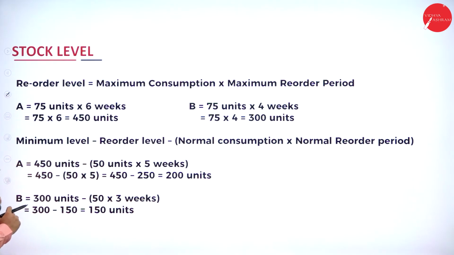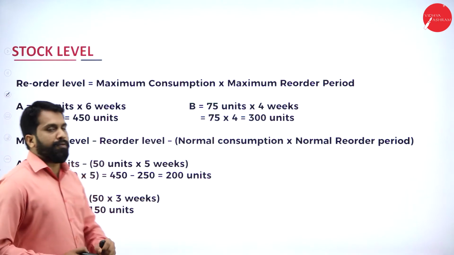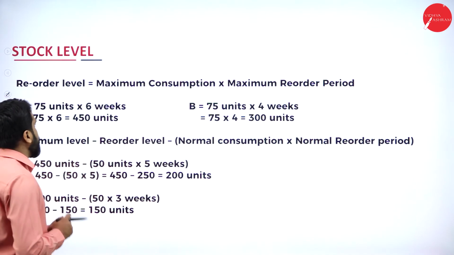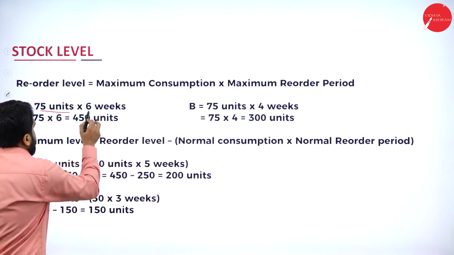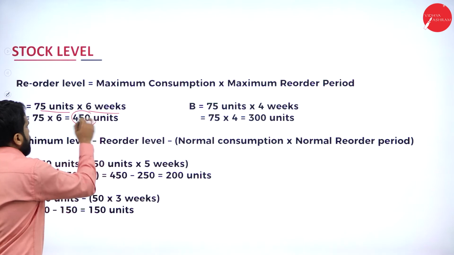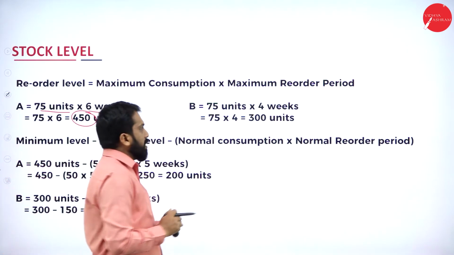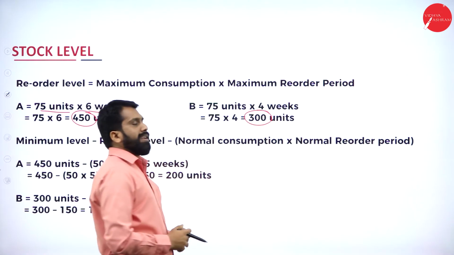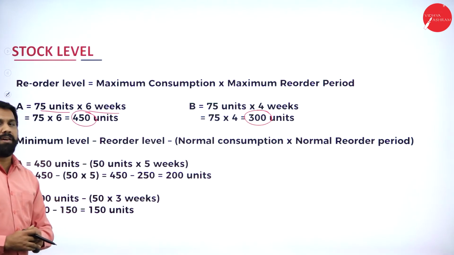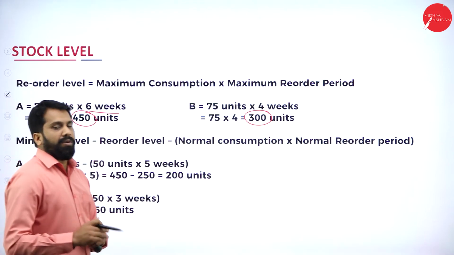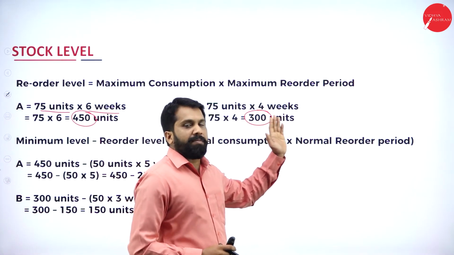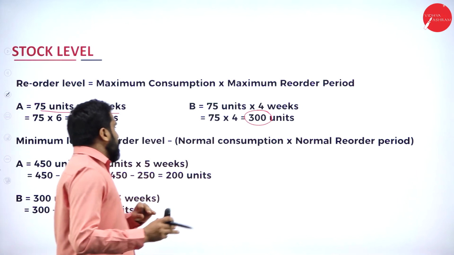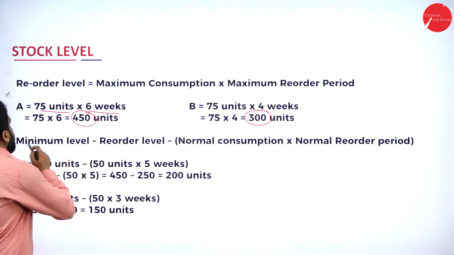The calculation is very simple. You are supposed to do it for A also and for B also. Now, 75 units into 6 weeks, your answer is 450 for A. 75 into 4, your answer is 300 for B. Your reorder stock level is done. What is the formula for that? Maximum consumption into maximum reorder period. Done. Now, we'll go for the next one.